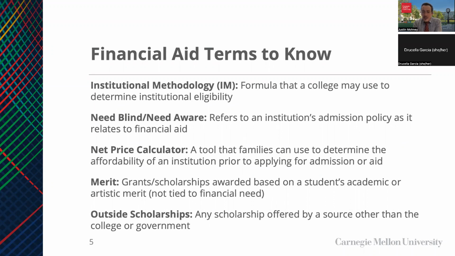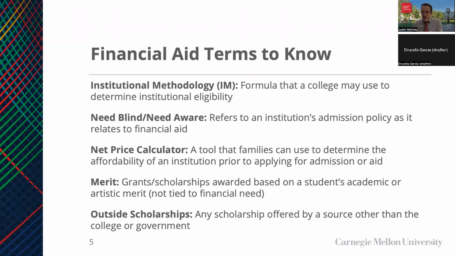The net price calculator is an online tool that a family can use to get an estimate of their need-based aid eligibility and to determine the affordability of an individual campus, even prior to applying for admission. Net price calculators are federally mandated for any institution awarding federal financial aid. So while each campus has some flexibility in setting their own calculator, their own tool, you will find that it is a broadly available resource on admission and financial aid websites.